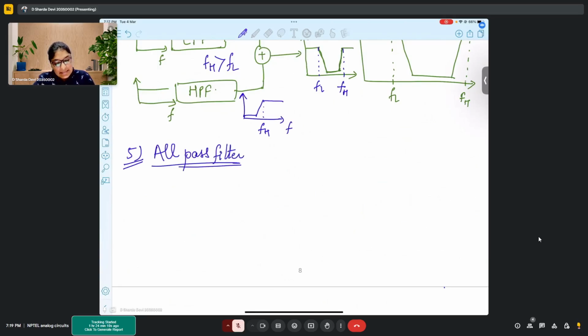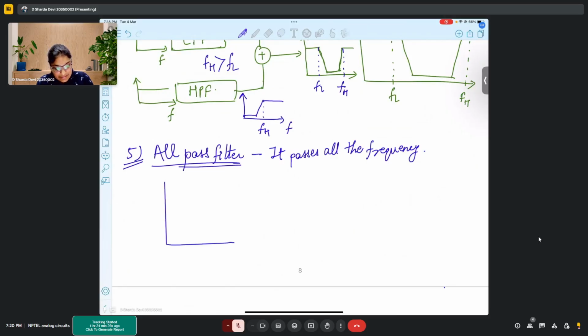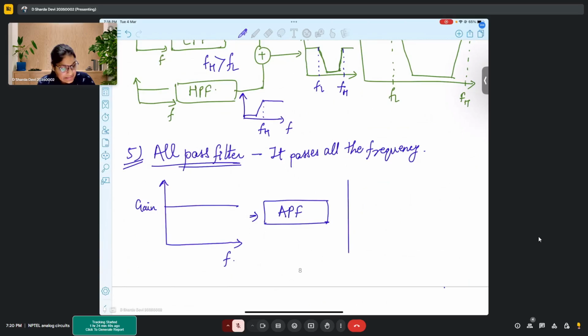All pass filter. So as the name again suggests, it passes all the frequencies. So the idea is, if I have this kind of frequency response, I pass it through an all pass filter, APF. In output, what I would see is the same response again.